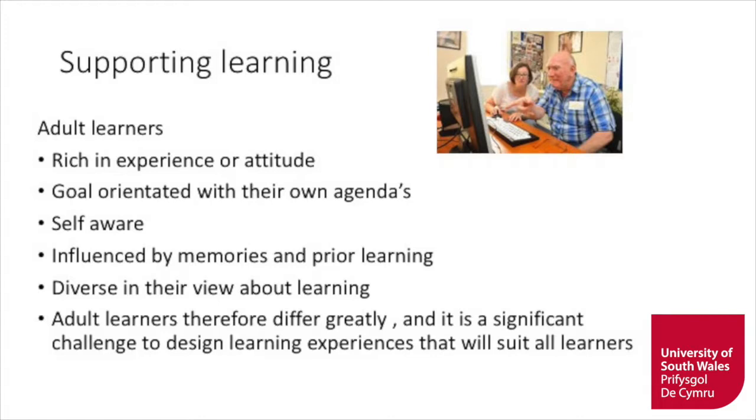Focusing on supporting learning, there are two areas, I guess: focusing on children and focusing on adults, and having an understanding of the differences in terms of the support that they need. Adult learners are rich in experience and attitude. They're very much goal-orientated, possibly with their own agendas. They are very self-aware. They're influenced by memories and prior learning. They have a diverse view about their learning. Therefore, adult learners differ greatly. Everyone can be slightly different, and there's a significant challenge to design learning experiences that will suit everybody. So it's a bit more difficult at this more experienced stage.